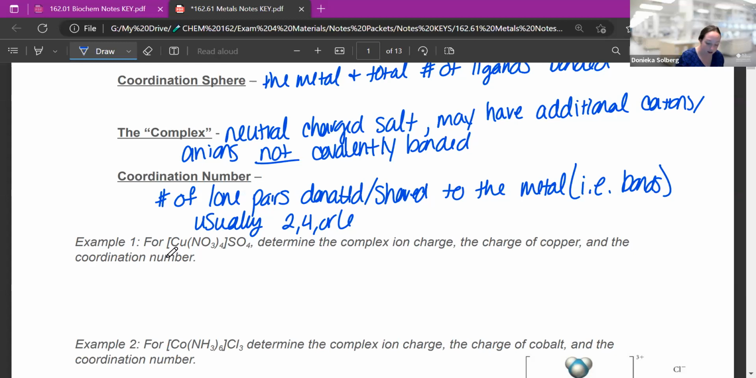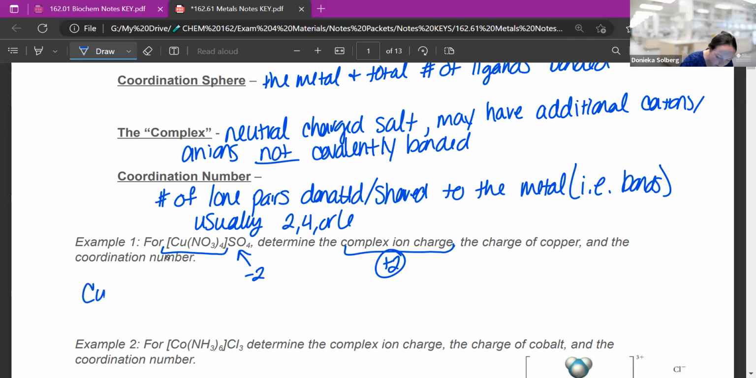Okay, so the charge on each thing. I want the charge of this whole thing first, the complex ion. Well, sulfate is a -2, so that means that whole compound has to be +2. So the complex ion charge is +2. Okay, that's one answer.